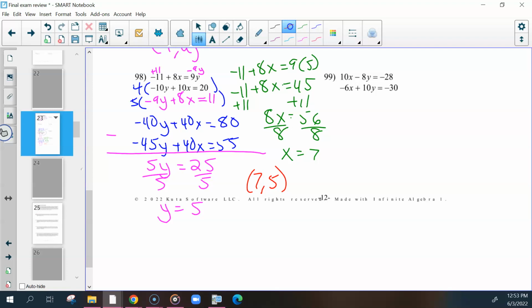The ordered pair, if it's one solution. If it's no solution or infinitely many, you'll get something like this. And you'll be able to tell, because you'll have 0 equals some number, which would be no solution, or some number equals the same number, like 5 equals 5. That would be infinitely many.